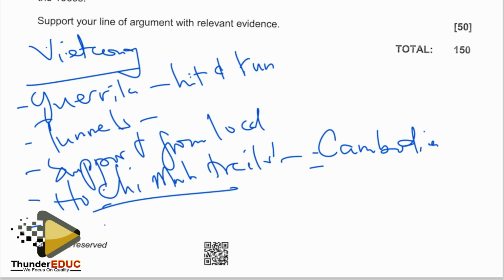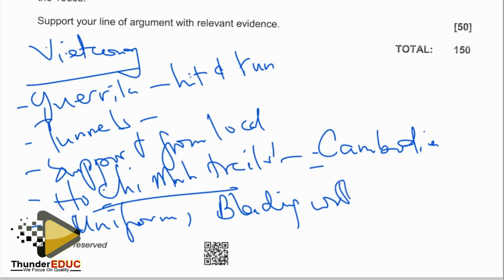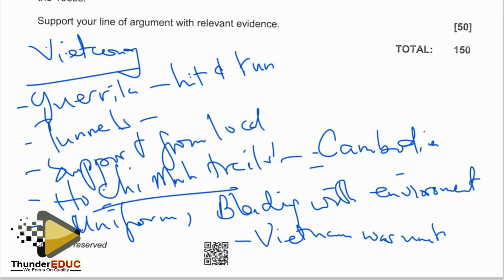And also you can argue on the side of the Viet Cong, they did not wear uniform, which made it difficult for the American soldiers to spot them and differentiate them from the normal villagers. And also we can argue that they were blending with the environment, which also made it difficult for the Americans to identify their enemy. And you show how these tactics assisted the Viet Cong in winning the war against America. Then at the end, we argue that Vietnam was united. America Vietnamized, they withdrew from Vietnam, and Vietnam was united under communist rule.